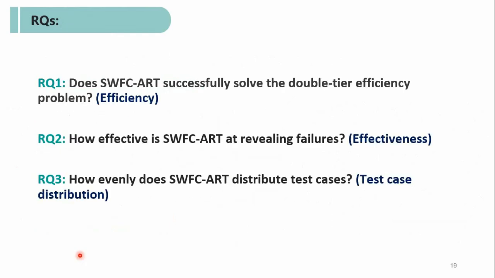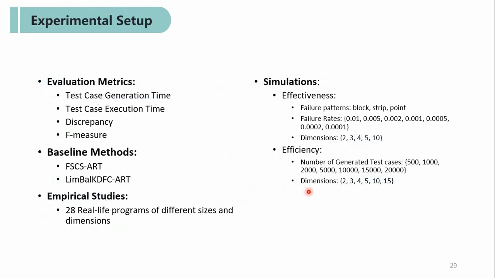So we designed our experiments based on these 3 research questions. The first one is: does SWFC-ART successfully solve the double tier efficiency problem? How effective is SWFC-ART at revealing failure? And how evenly does SWFC-ART distribute test cases?